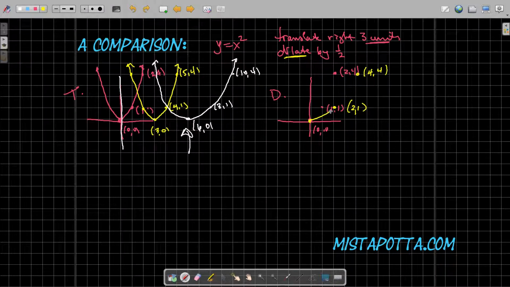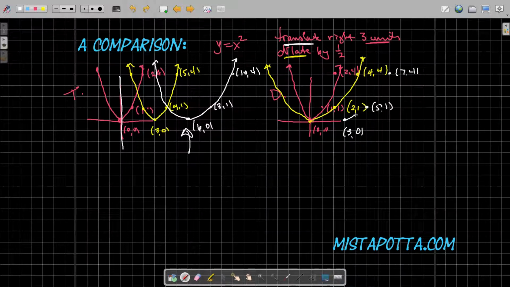And so this parabola ends up widening first before I actually go about translating it. For reference, here's my original parabola. Then what I need to do now is translate each of these yellow points over 3 units. Well, (0, 0) becomes (3, 0). (2, 1) actually becomes (5, 1). And (4, 4) becomes (7, 4).